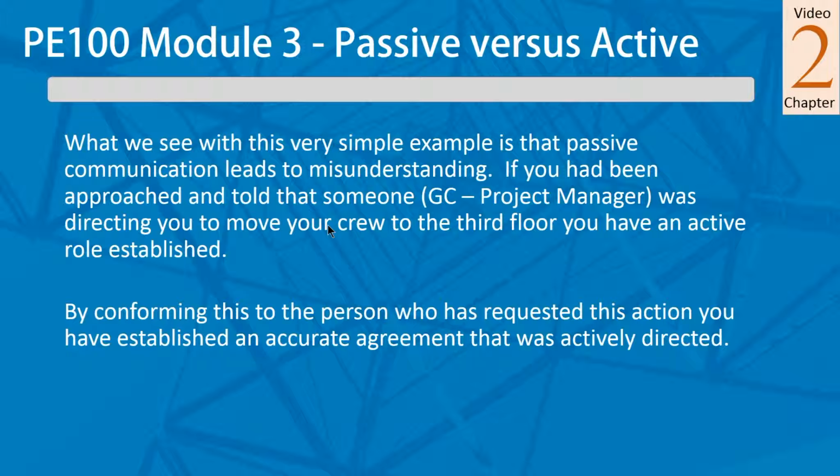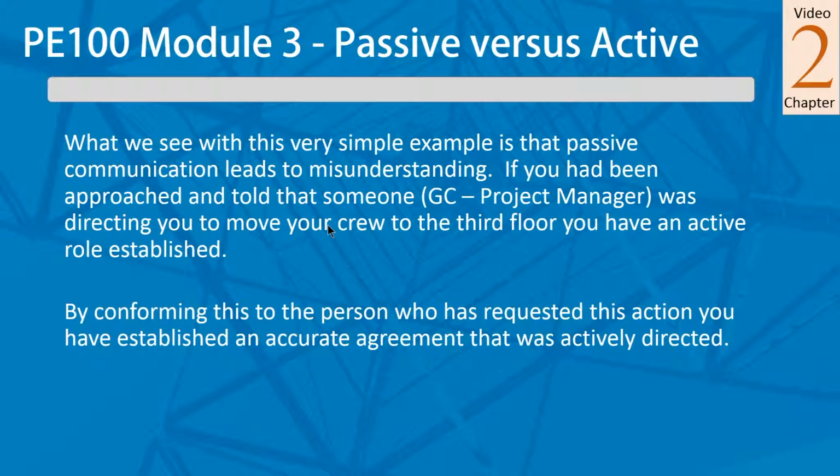But if he's asking you to do something on behalf of somebody else, he's not directing you, he's just asking you. By conforming to the person who has requested this action, you have established an accurate agreement that was actually directed. So here again, we're trying to get you to the point where when you write or receive an email, you pay attention to it and say, am I really being told to do this? Or is this just some sort of passive way to get me to decide I want to go do that on my own?